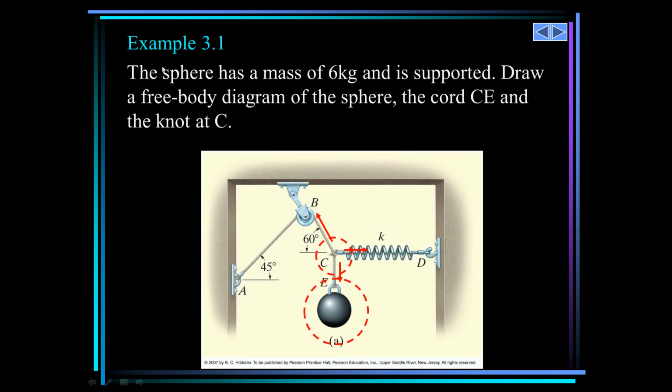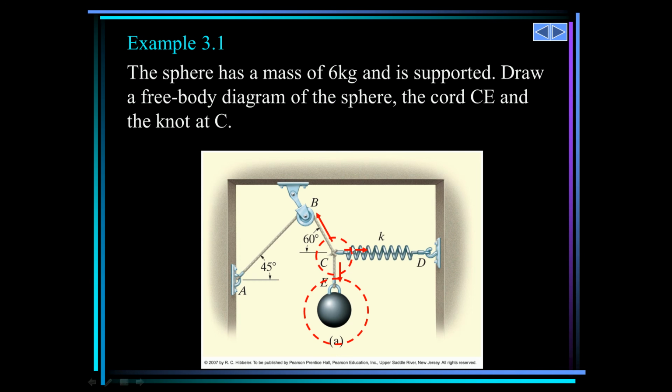Well, we have example 3.1 in your textbook. The sphere has a mass of 6 kg and is supported. Draw a FBD of the sphere, the cord CE and the knot at C. If we try to analyze that, first of all, we need to draw a FBD. When we draw a FBD, we need to separate from the surrounding.